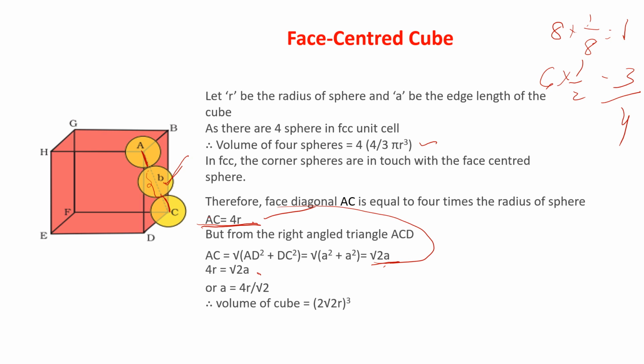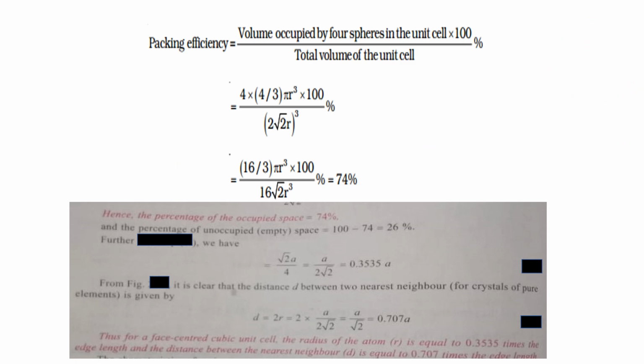Because A is equal to this, the volume of the cube will be A cube. Now calculate it. A cube is equal to (4R by root 2) whole cube. Now calculate it, you will get 2 root 2 R whole cube. From there, the packing efficiency is equal to 4, because 4 atoms are there, 4 into 4 by 3 pi r cube into 100 divided by (2 root 2 r) cube, that is the volume of the one unit cell. From there we are getting 74%.